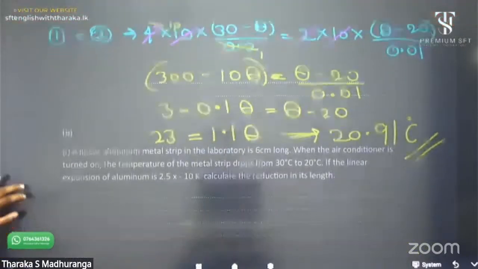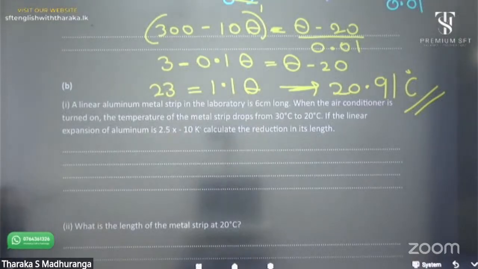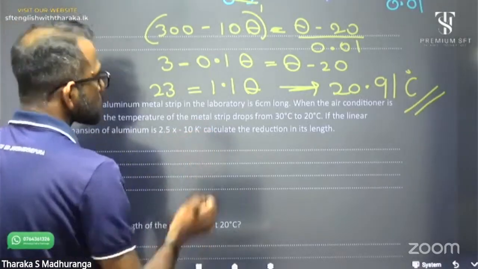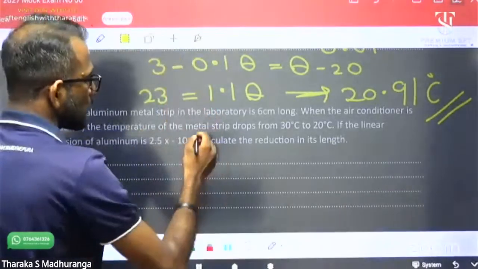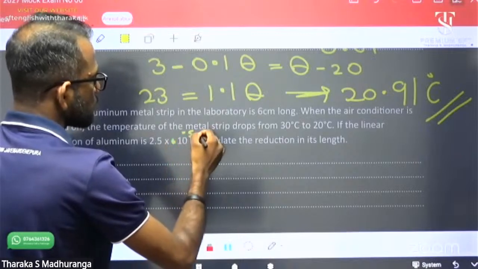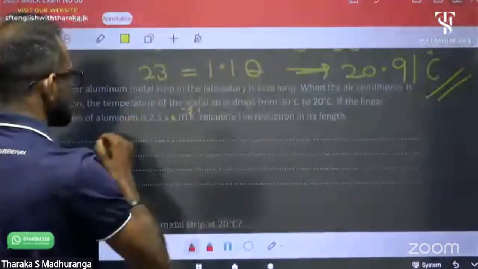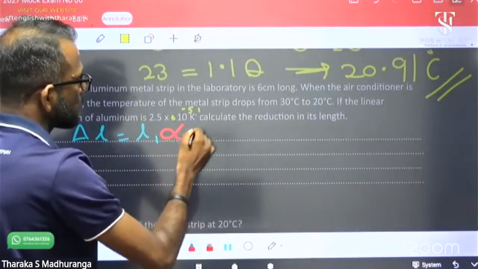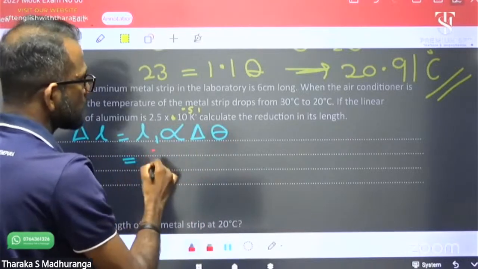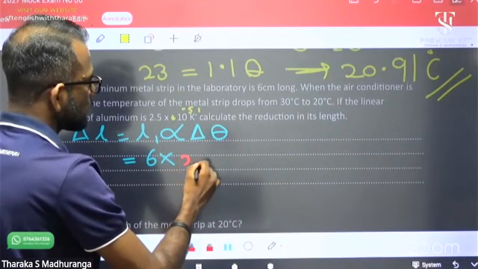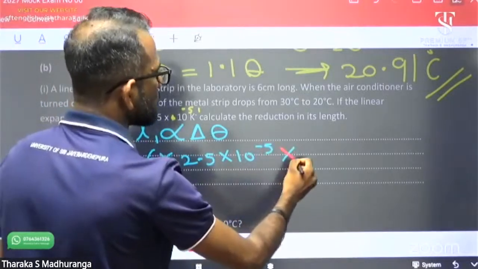Okay, B. A linear aluminum metal strip in the laboratory is 6 centimeter length. When the air conditioner turned on, the temperature of the metal strip dropped from 30 Celsius to 20 Celsius. If the linear expansion coefficient of aluminium is 2.5 into 10 to the power minus 5 per Kelvin, I told you it is minus 5 per Kelvin. In exam time, I gave you this value. Calculate the reduction of length, that means delta L. You know the equation delta L equal L1 alpha delta theta. L1 initial length 6 centimeter, alpha 2.5 into 10 to the power minus 5 per Kelvin, temperature difference 10.